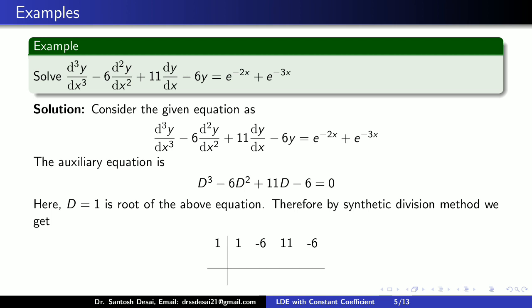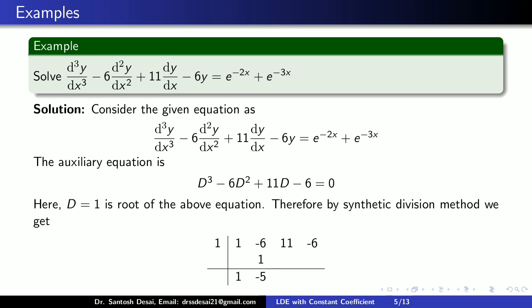And take the first number, that is the coefficient of D cube, below the horizontal line. Take the multiplication of that root and the number below the horizontal line, which is 1, and write it below the minus 6. Adding these two, we get minus 5.